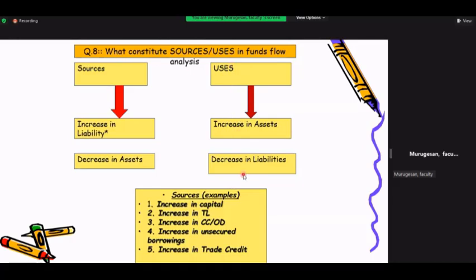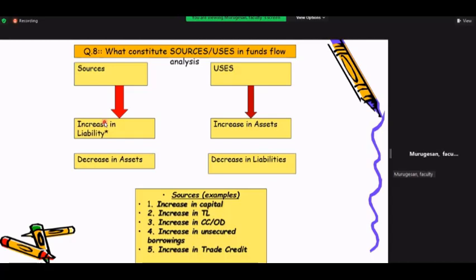Loss is a use. Remember, loss means your funds are used. Profit means your funds are sourced. Profits are sources, loss are uses. This you also have to remember. Friends, keep this in mind, because this will help you in any exam question. But as a banker, you should know the fundamental rule: profits are sources, losses are uses.